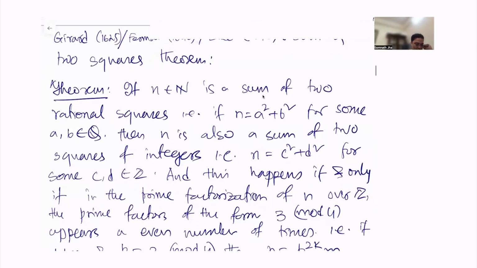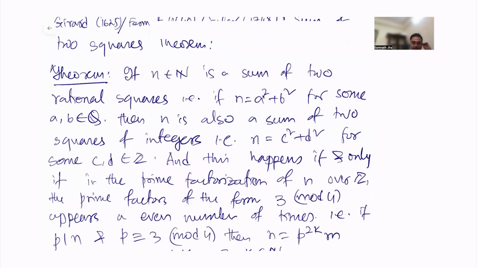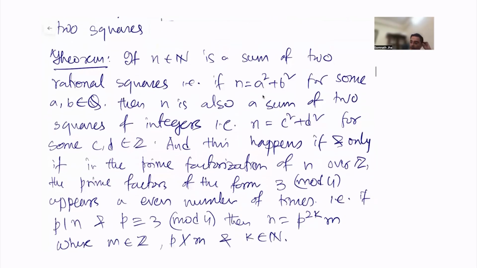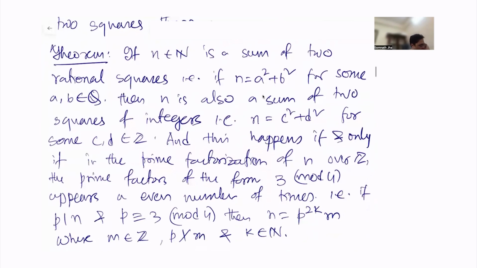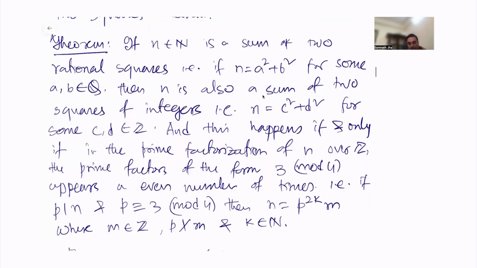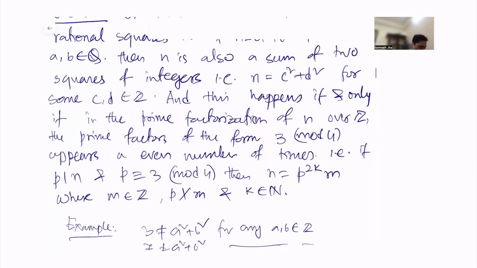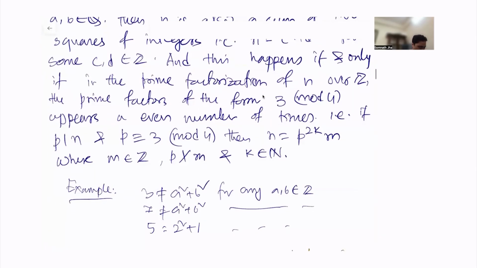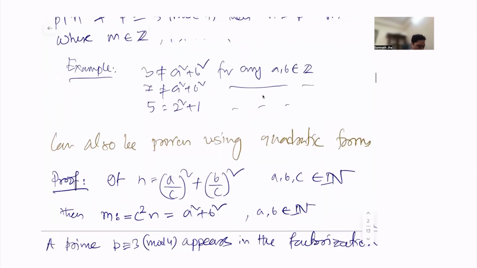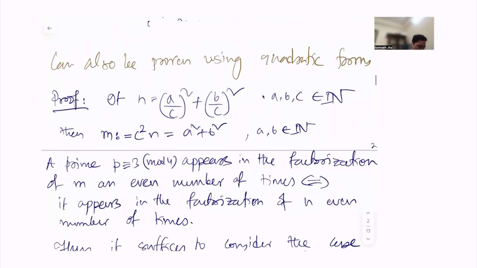Either there are no prime factors of the form 3 mod 4, or even if they're there, they should appear an even number of times. So we can club them both, as 0 is even: the number of prime factors of the form 3 mod 4 should be even. And for the proof, we gave an elementary proof.